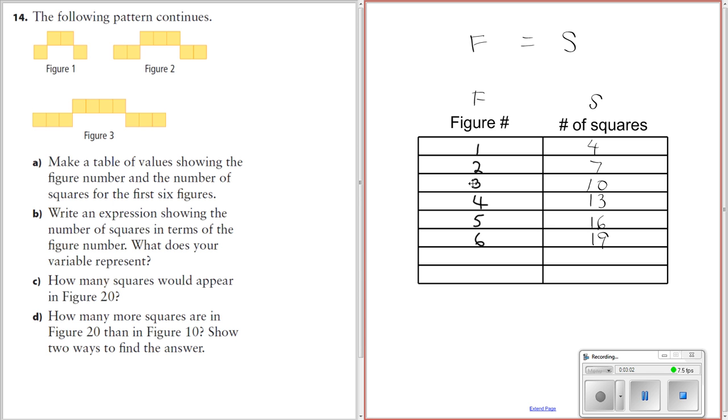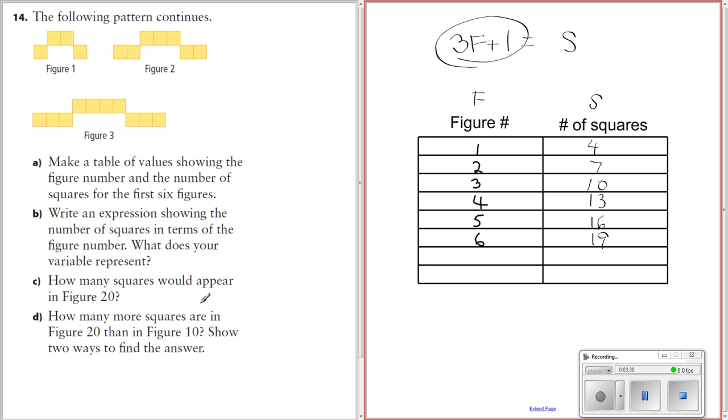So then I try it again. I multiply the figure number, in this case 3, by 3. I get 9. Plus 1 more, I get 10. 4 times 3 is 12. Plus 1 is 13. And consistently, that pattern works. So algebraically, we use the coefficient of 3, 3 times the figure number, plus 1, and that will equal the number of squares. This is an algebraic equation, and this is the expression that shows the relationship between the figure number and the number of squares.